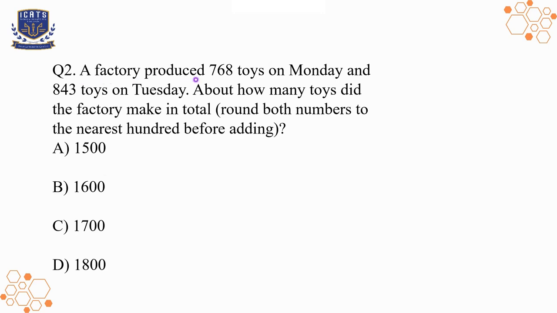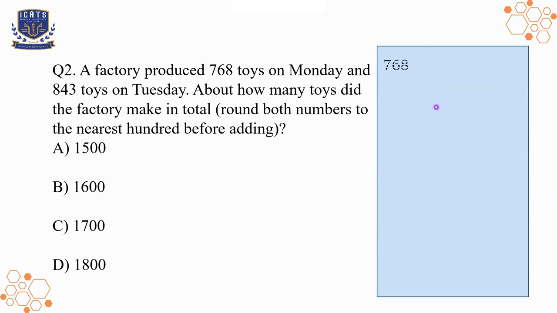Question number 2. A factory produced 768 toys on Monday and 843 toys on Tuesday. About how many toys did the factory make in total? Round both numbers to the nearest hundred before adding. Option A is 1500, option B is 1600, option C is 1700, and option D is 1800. So now we have to round the numbers and add them.